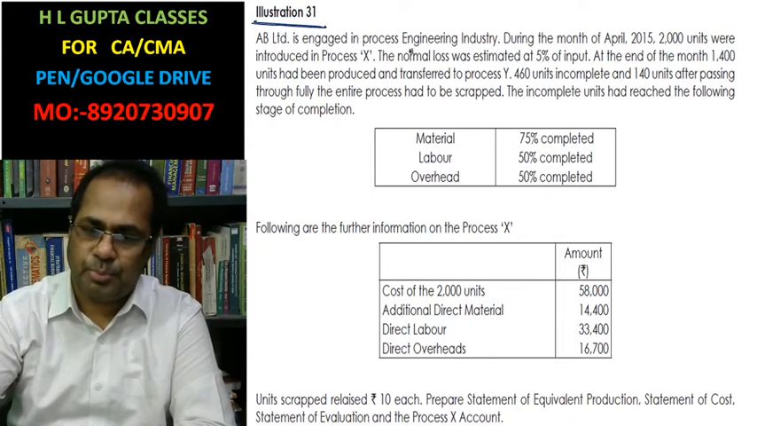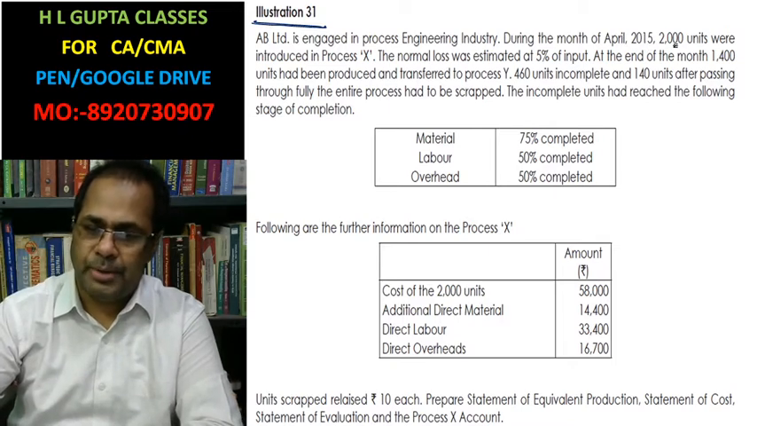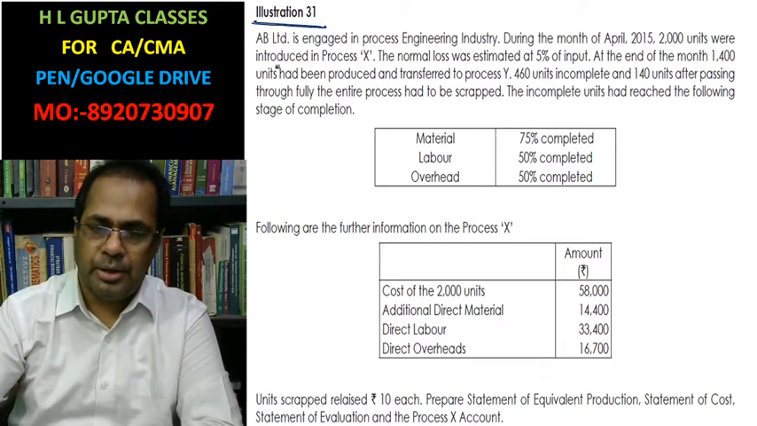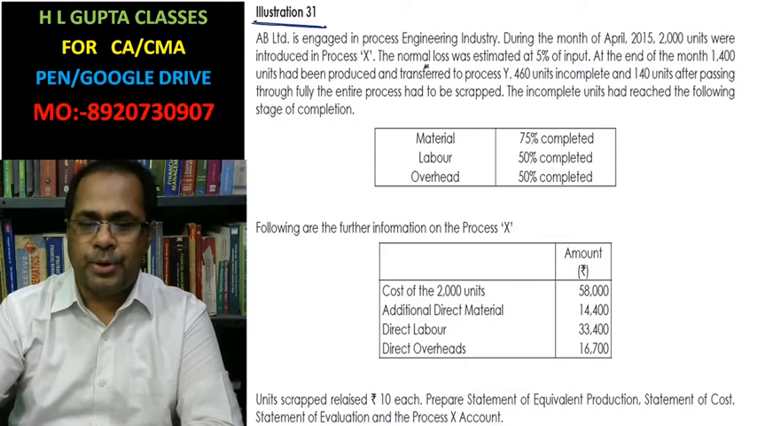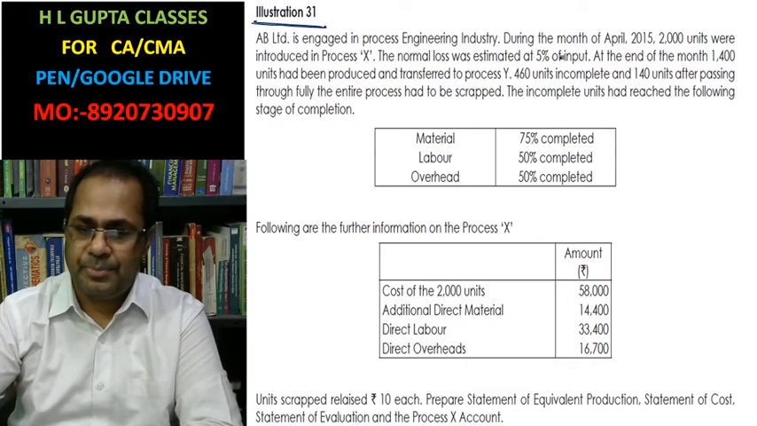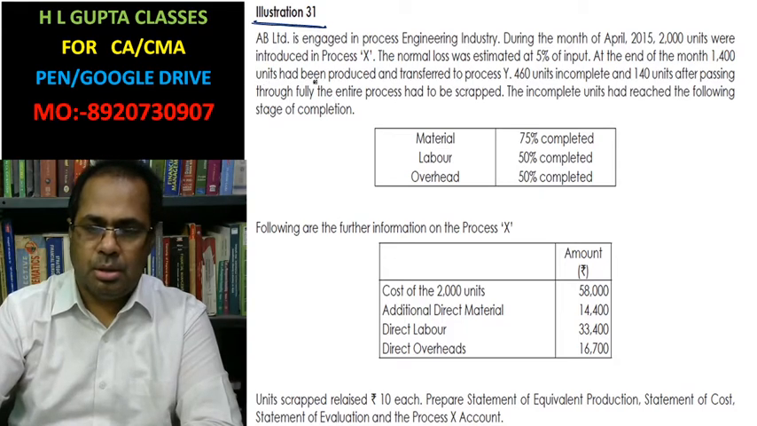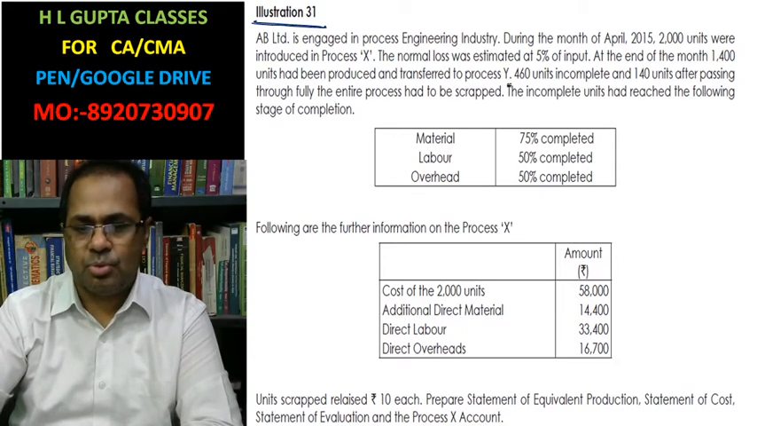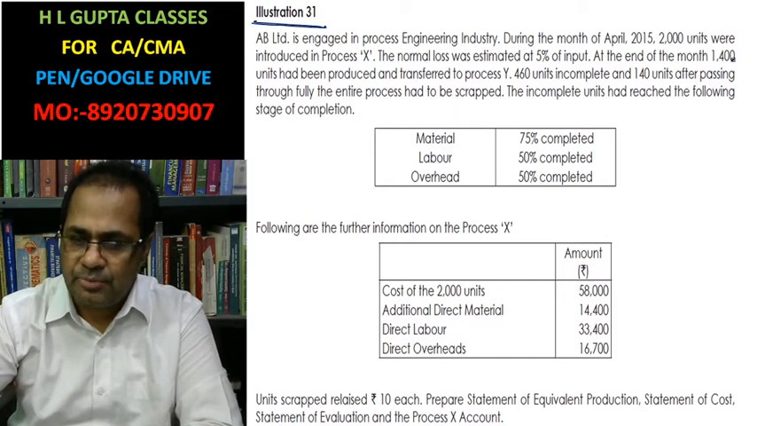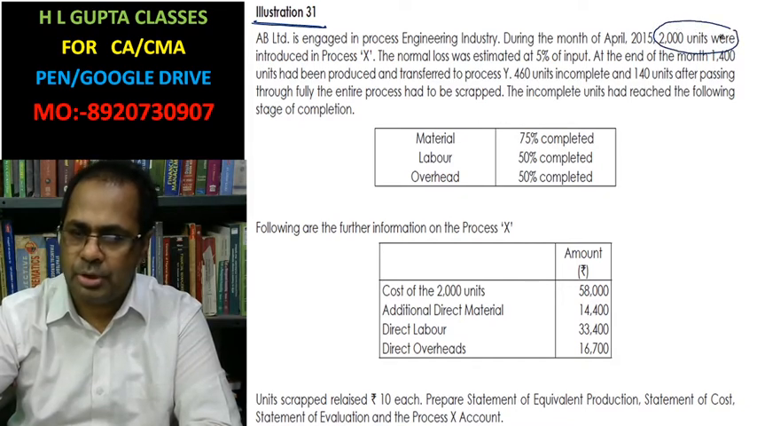AB Limited is engaged in a process engineering industry during the month of April 2015. These units were introduced in process X. The normal loss is estimated to be 5% of input. At the end of the month, 1400 units have been produced and transferred to Y. Look at it: 2000 units were introduced, and 1400 units are transferred.